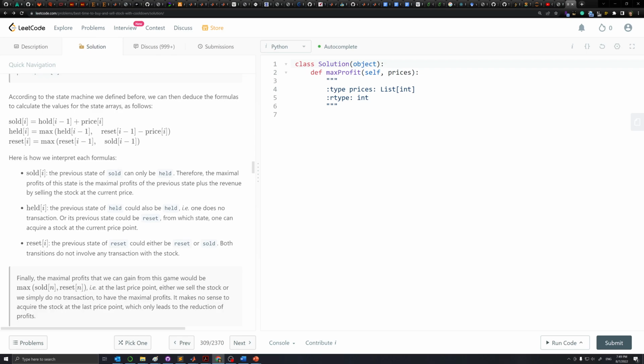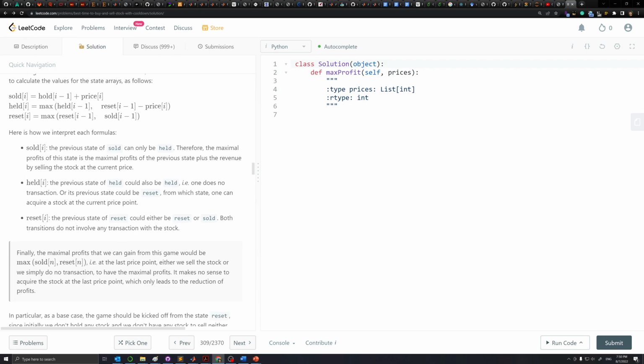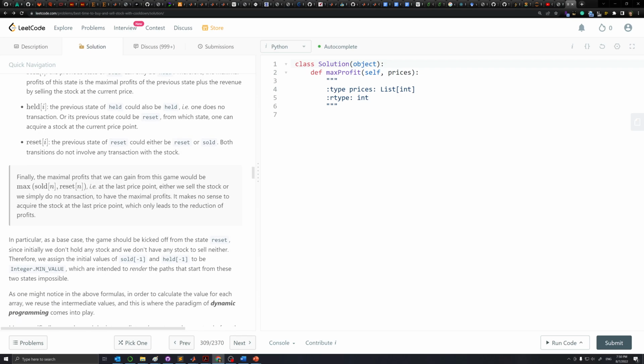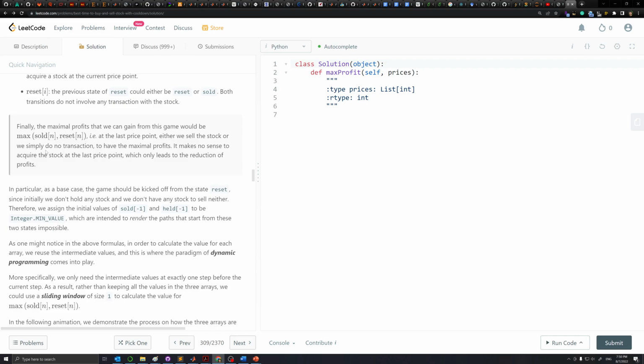In the previous state, stock can only be held. Therefore, the maximal profit of this state is the maximal profit of the previous state plus the revenue by selling the stock at the current price. Held: in the previous state of held, we also held, and does transaction, or the previous reset. Reset requires a stock. Find the maximal profit. And what are we doing here?